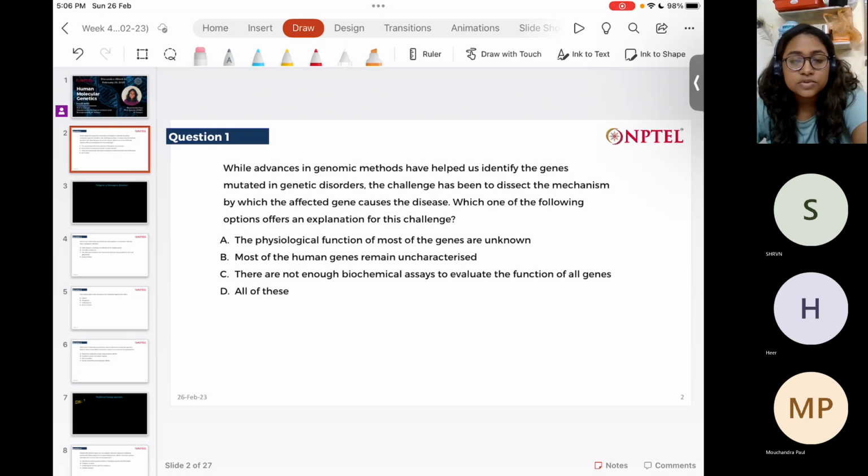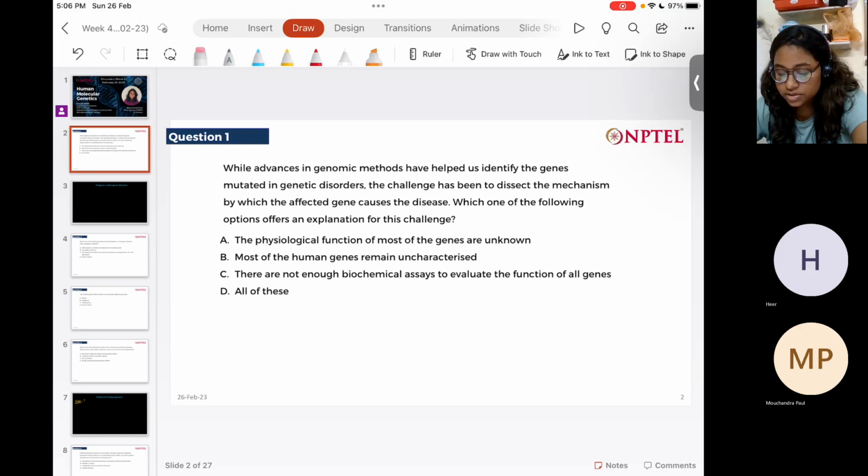Current advances in genomic methods, like the conventional methods, have helped us to identify the genes which have undergone mutation and thus cause a particular genetic disorder. But people have come across various challenges while doing this. So you have to identify which are these challenges that people have come across in this particular question.